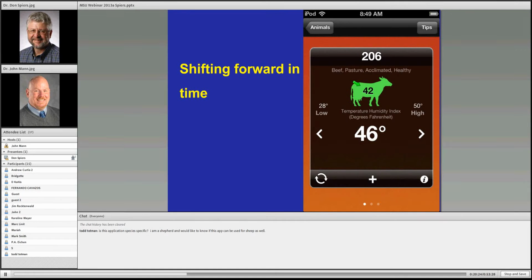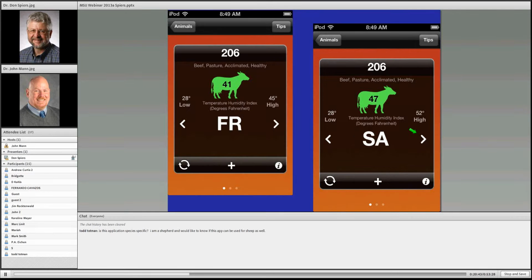Now we can also go forward in time to see what the conditions are going to be tomorrow and the next day and the day after that. So here we have our site again. If we click on, and we have the low point for that particular day for animal 206, the high point, the temperature humidity index. If we click forward in time, we get something like this. Here we have Friday now. Here we have Saturday. If we continue to click forward, here we have the projected temperatures for Friday, high and low, and then we click on Saturday.